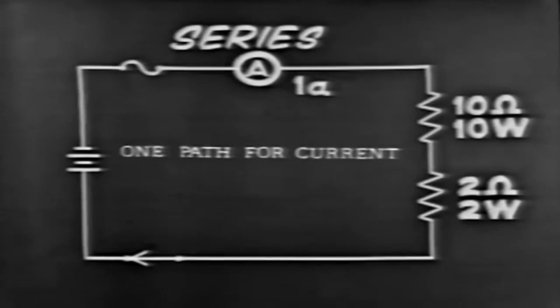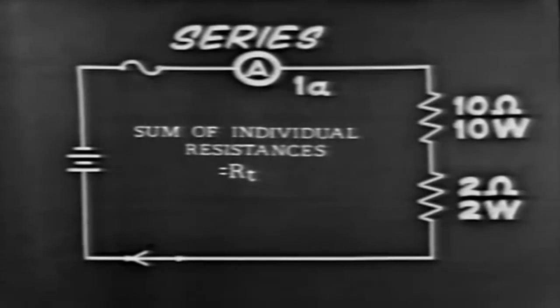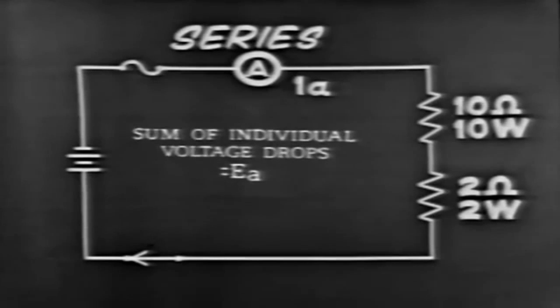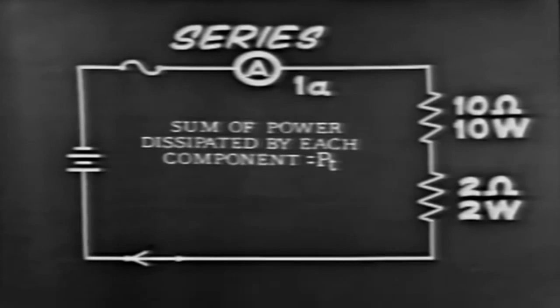Here are some important points to remember about a series circuit. There's only one path for current. Total resistance is equal to the sum of the individual resistances. The applied voltage is equal to the sum of the individual voltage drops. And total power dissipated is equal to the sum of the power dissipated by each component.